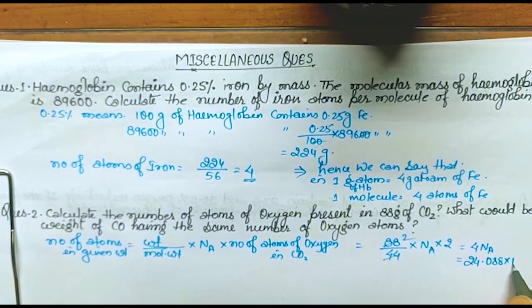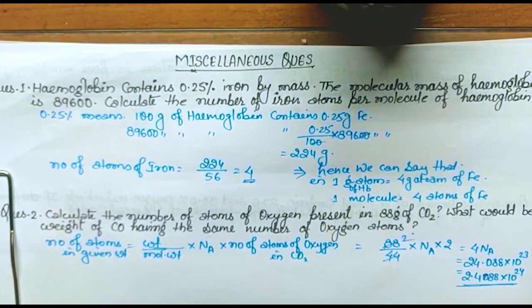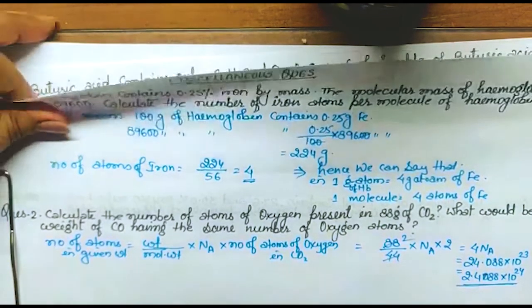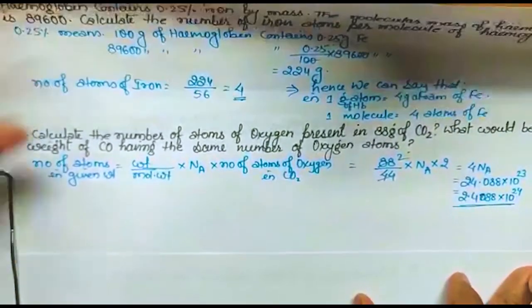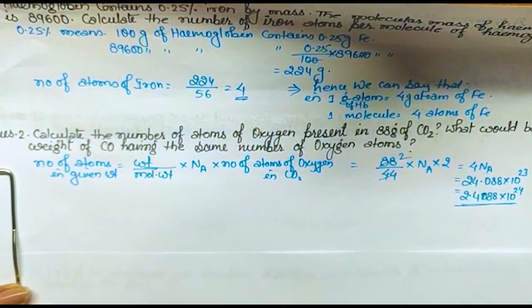24.088 into 10 to the power 23. If we write in scientific notation, it will be 2.4088 into 10 to the power 24. This is the number of atoms of oxygen present in 88 gram of carbon dioxide, isn't it? Now the second part of this question asks: what would be the weight of carbon monoxide having the same number of oxygen atoms?